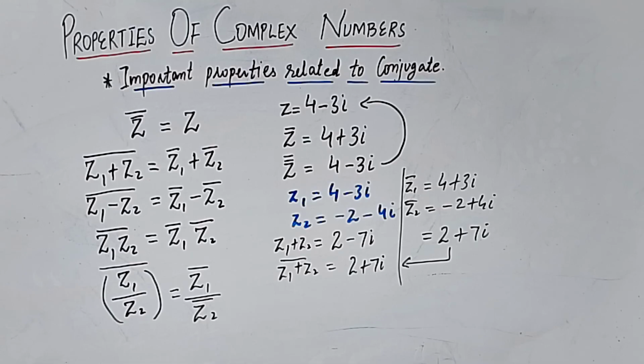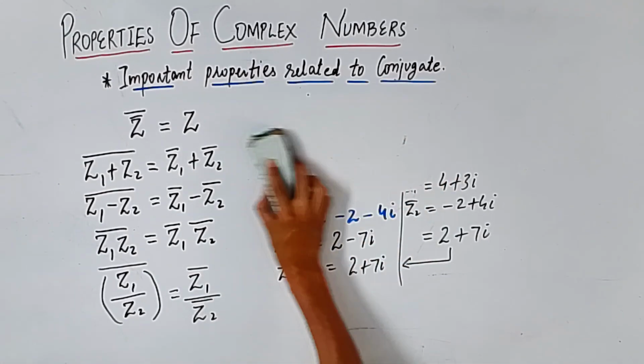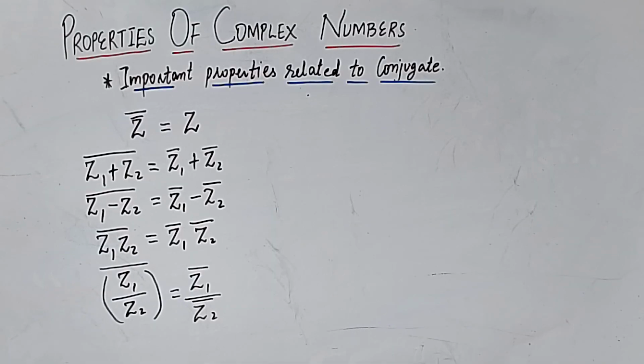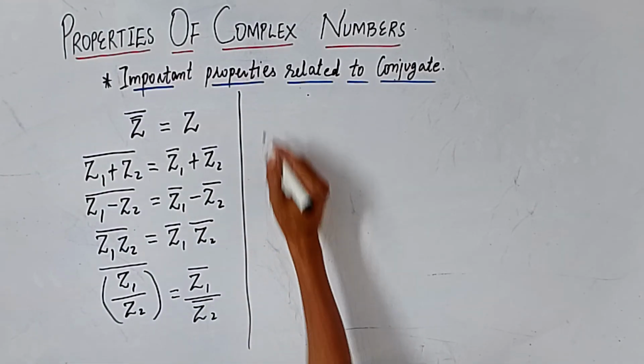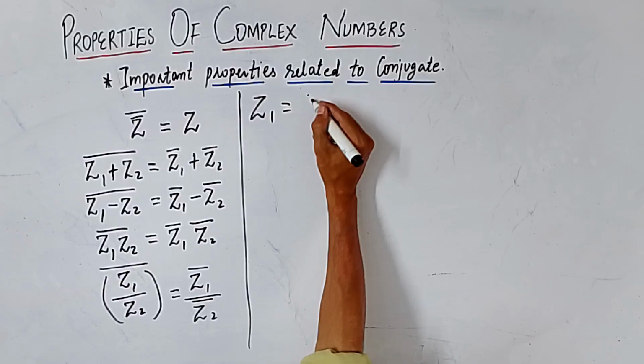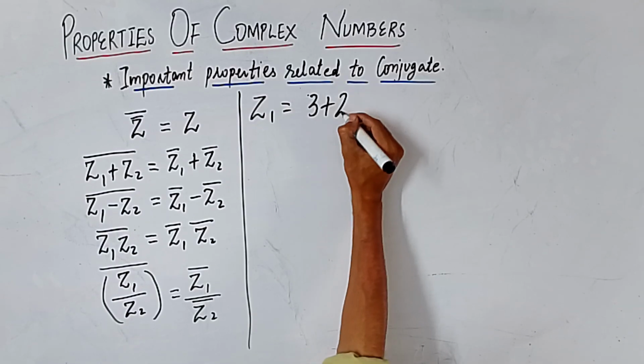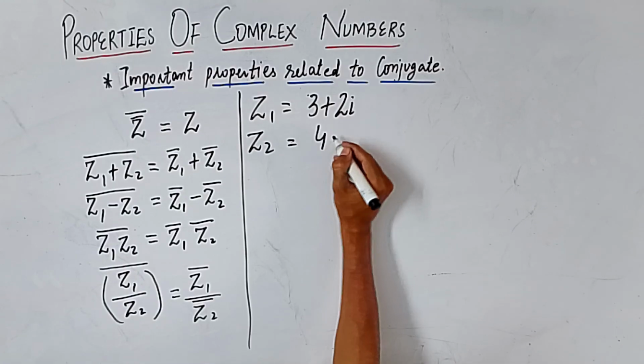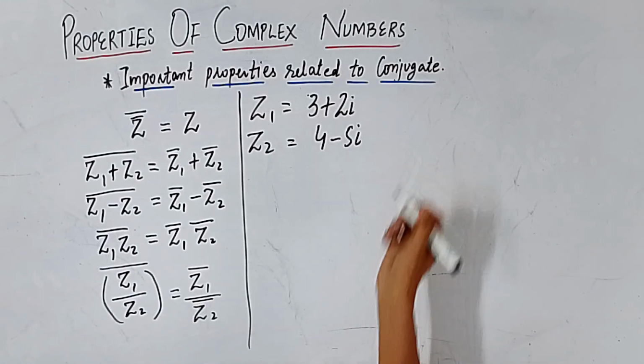All right, I am showing you the proof of this property right now for the division conjugate, so that your division concept will also be revised and you will understand how this property is proved. So let's take two complex numbers. Z1 is equal to 3 plus 2 iota, and Z2 is equal to 4 minus 5 iota, right?